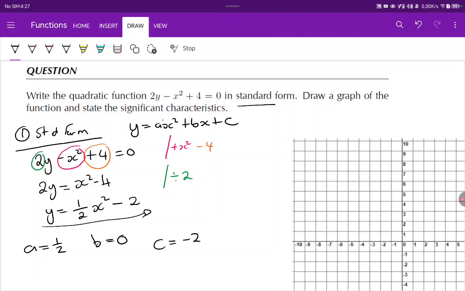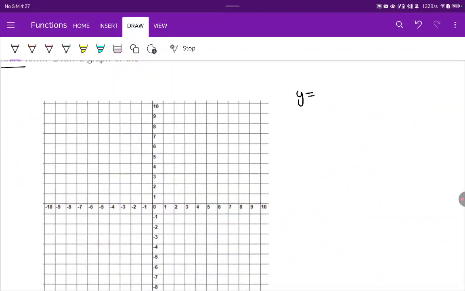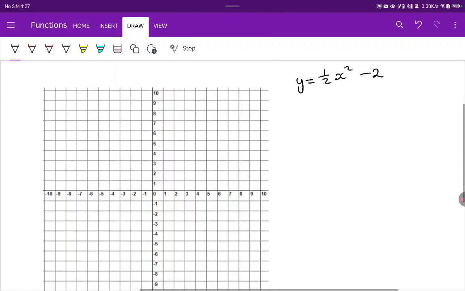We're going to sketch the graph. Now, to sketch the graph, y equals a half x squared minus 2. This is not a linear graph, so I cannot start with a gradient. I can start with my y-intercept, right? So that's brilliant. I can actually say, okay, there's my y-intercept at the point negative 2. But now I can't do a straight line graph. I don't have a gradient.